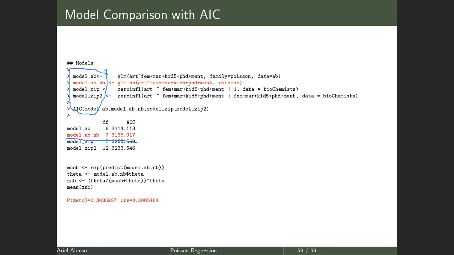And when you look at the predicted number of zeros, the negative binomial model actually nails it. You predict that 30.3% of the data should be zero, and the actual observed was 30%. 30% of the data had y equal to zero. The model predicts 30.3. So the negative binomial model is our best choice here.